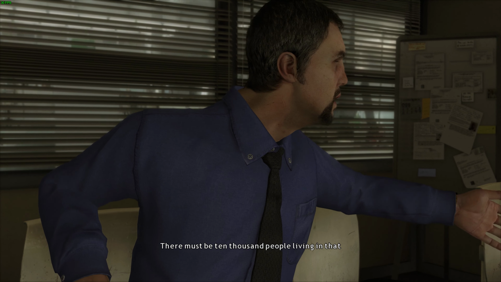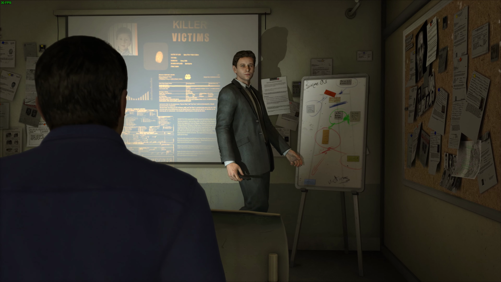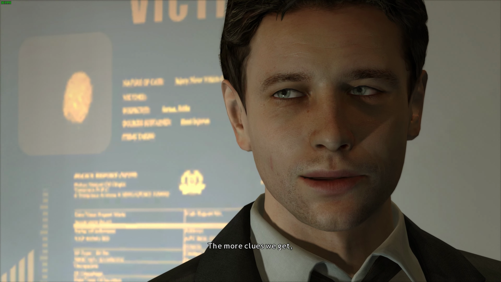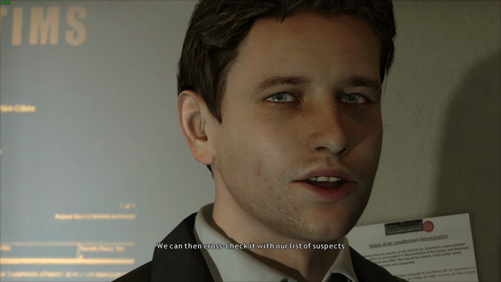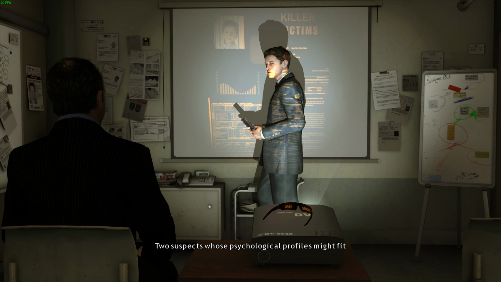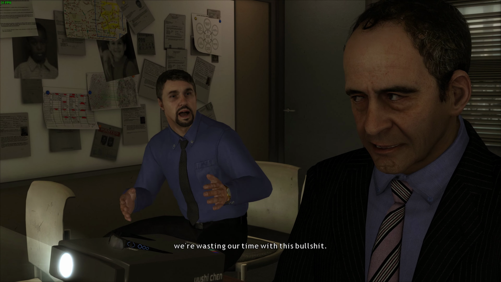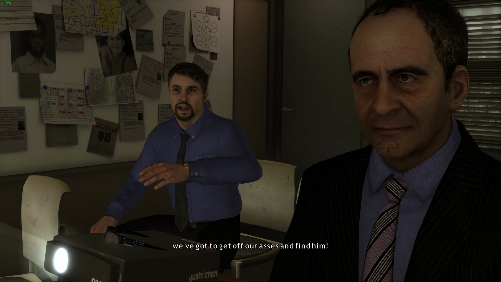Oh, great. There must be 10,000 people living in that sort of area. You gonna question them one by one? The more clues we get, the more we can reduce the zone. We can then cross-check it with our list of suspects and identify the killer. So what's next? There are 2 suspects whose psychological profile might fit and can be connected to the comfort zone. I'd like to question them. God damn it. We're wasting our time with this bullshit. The killer's out there somewhere, and we gotta get off our asses and find him.